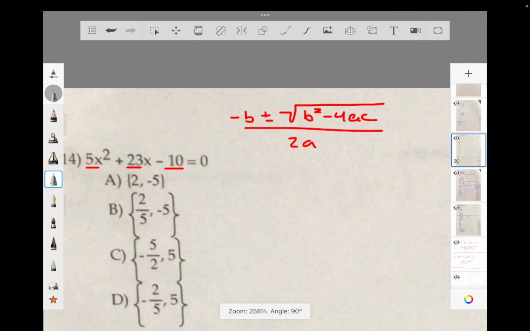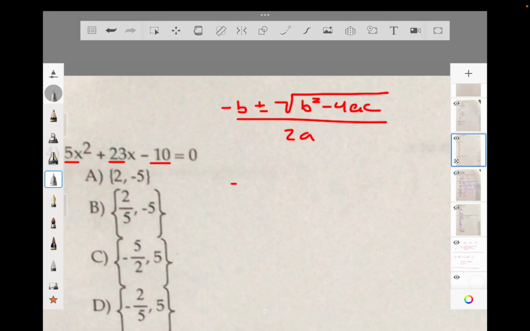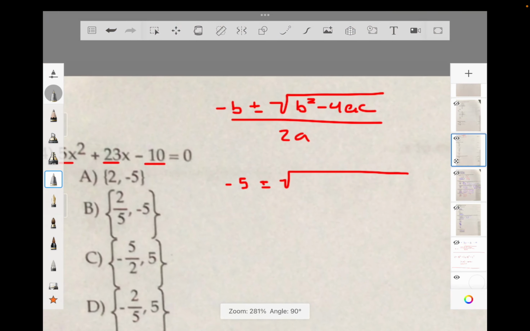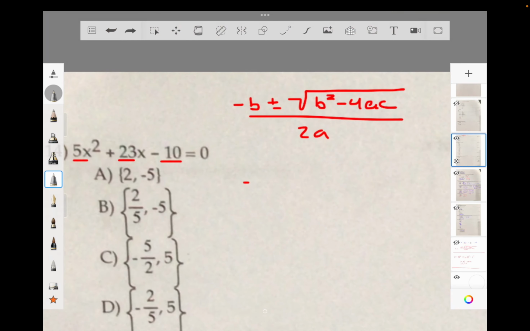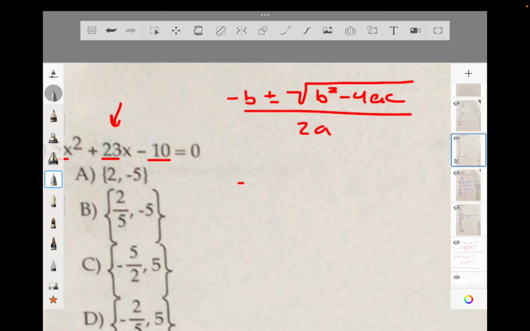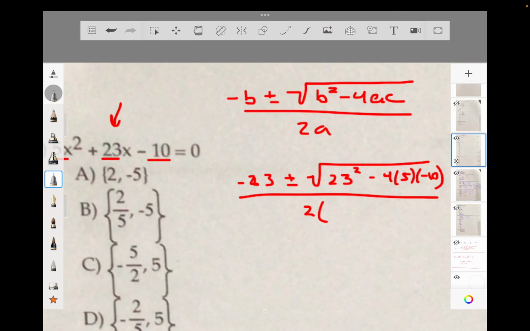Right? So in this case, our b is going to be 5, so it's going to be negative 5 plus or minus b squared, which is 25, minus 4 times... Oh, wait. I'm using the wrong number. Hold on. Oh, no. Okay. This is our b. So it's going to be negative 23. B squared is 23 squared. Minus 4 times 5 times negative 10 over 2 times 5.